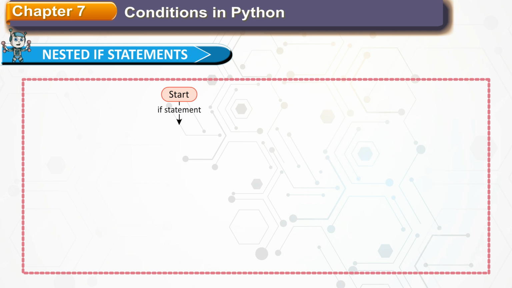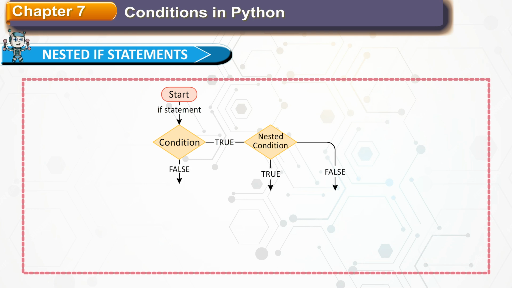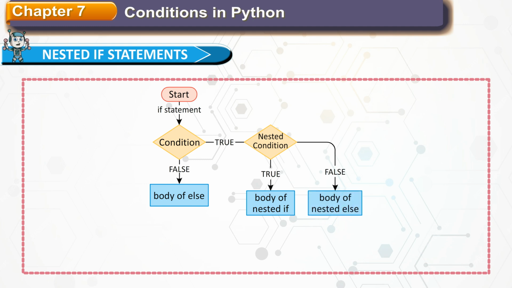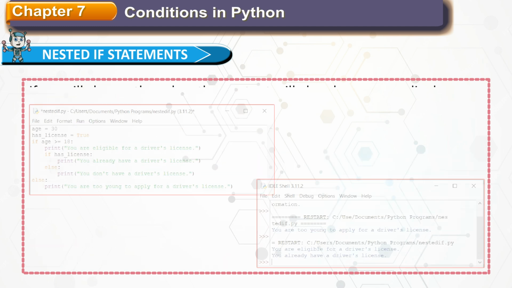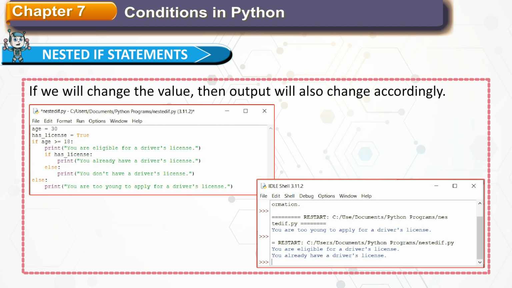Start. If statement. Condition. True. Nested condition. False. True. False. Body of else. Body of nested if. Body of nested else. Statements below if. End. In this example, we first check if the age is above 18. If it is, we check whether the person has a driver's license or not. If we change the value, then the output will also change accordingly.